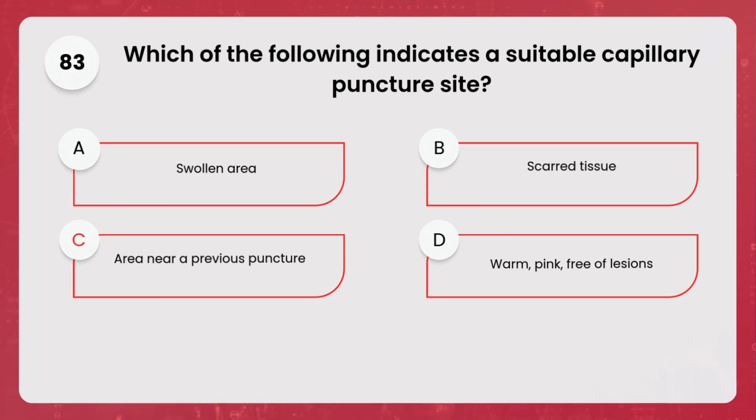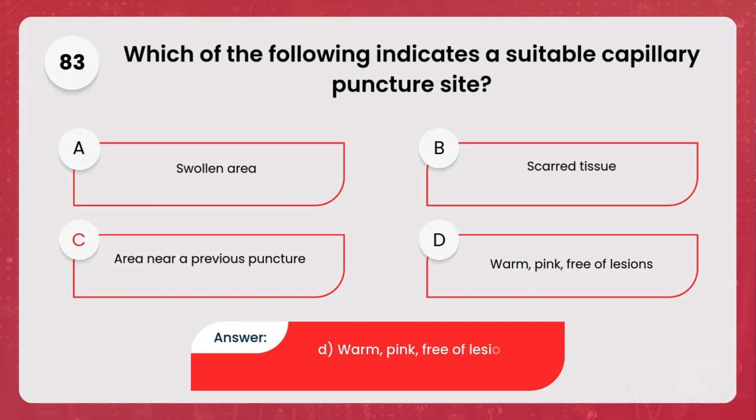Number 83. Which of the following indicates a suitable capillary puncture site? A. Swollen area. B. Scarred tissue. C. Area near a previous puncture. Or D. Warm, pink, free of lesions. The answer is D. Warm, pink, and free of lesions.